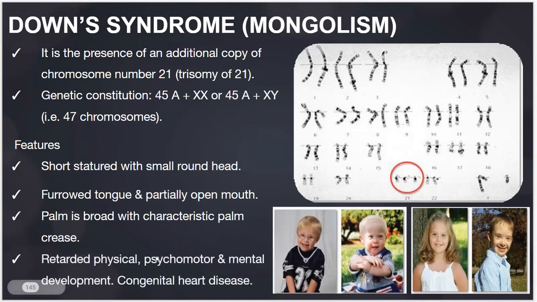Right. Overall development is very slow and retarded. That is what we mean by retarded physical and mental development, psychomotor and mental development. And also they might suffer from congenital heart disease because physically and mentally their development is quite delayed and retarded. So they might suffer from some of the major diseases like congenital heart disease. That is because their heart is not properly developed.